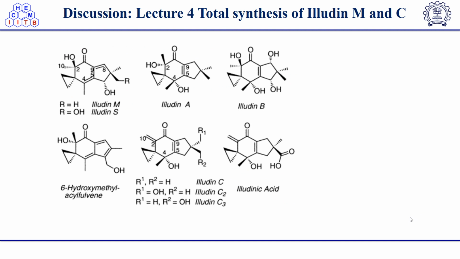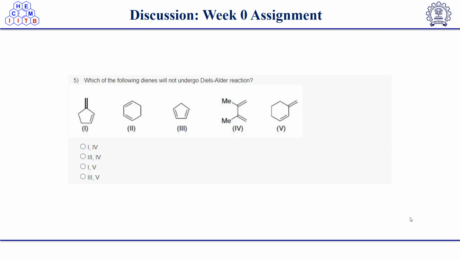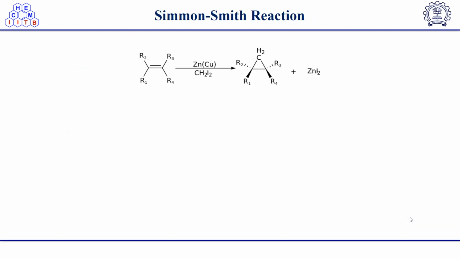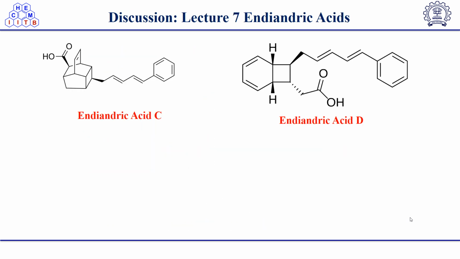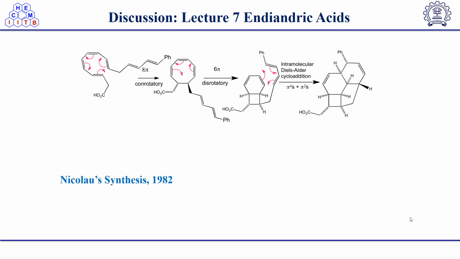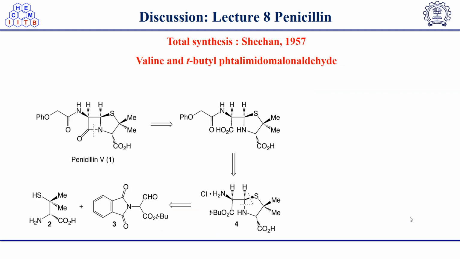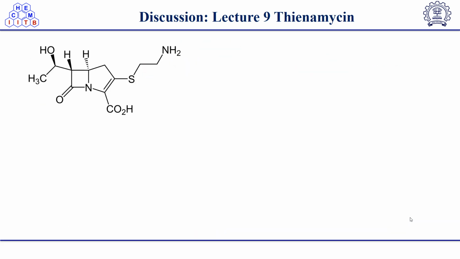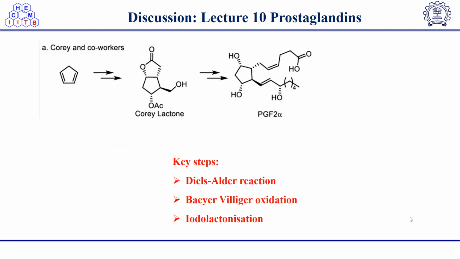Then we started with the total synthesis of illudin M and C, which has a three-membered ring. Then FR900848, and then we came to four-membered rings, and a large amount of time we spent on the discussion of cubanes, followed by nandrolic acid, which also has four-membered rings. Then penicillin, which has a four-membered ring, that is the beta-lactam ring. Then thienamycin, which is a derivative of penicillin. Then prostaglandins, which have five-membered rings.